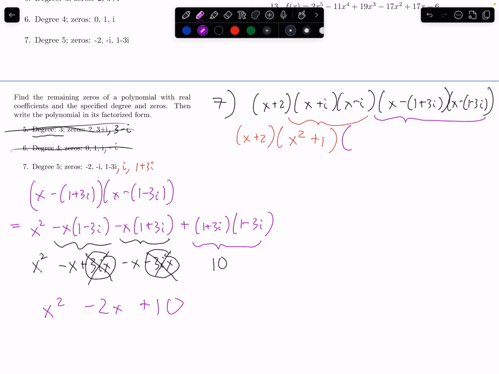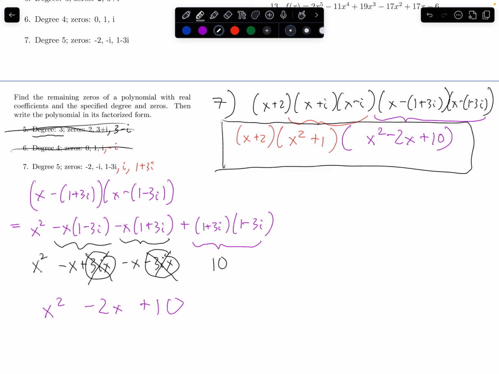So that's what goes here. x squared minus 2x plus 10. And that is the factorized form that we were looking for. So there it is. Nice. Beautiful. I've got linear terms and quadratic terms, and that's it. Never had to go to cubic, just like the theorem had said. All right, you guys, see you in the next one.